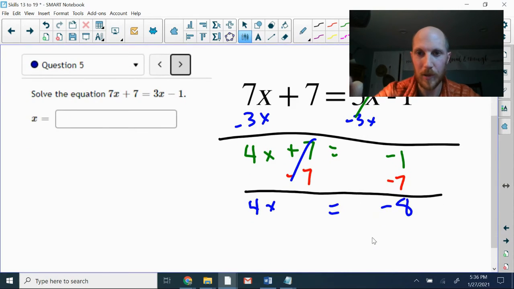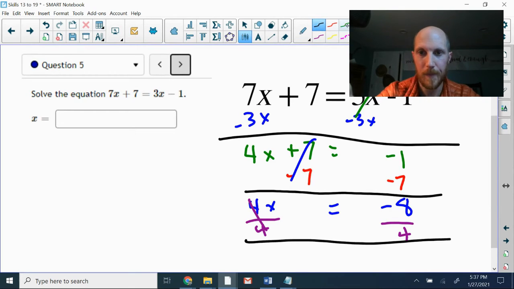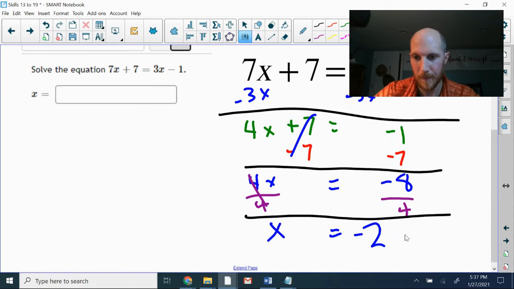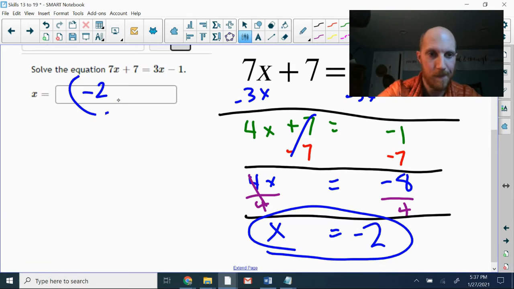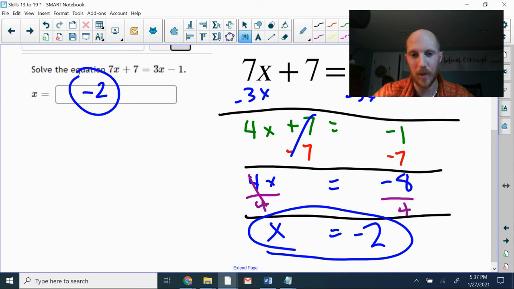A little bit more space so I can finish up. Lastly, divide by 4. These 4's cancel. The x still there. Equals, and negative 8 divided by 4 is negative 2. There's my solution. All right, so we got some inconsistent formatting in the problems. This one's got the x equals in front of the answer box. It doesn't make any difference what I'm going to write. I just need to enter the solution. It's negative 2.